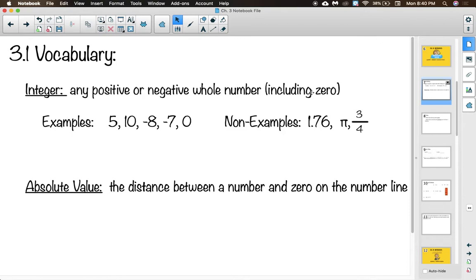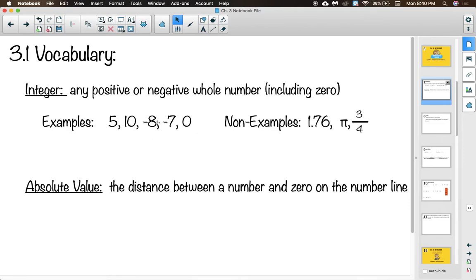Okay, some non-examples. I want you to write them down too. Non-examples: 1.76, pi, and 3/4. They're non-examples because they're not whole numbers. Okay, so these are only whole numbers, positives and negatives, and don't forget 0. That's what an integer is.